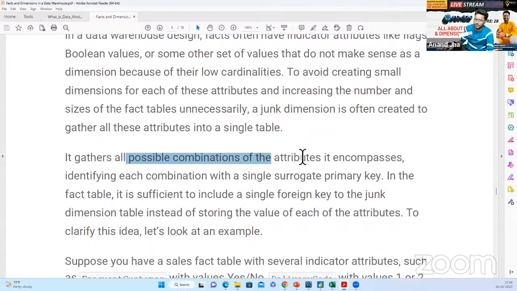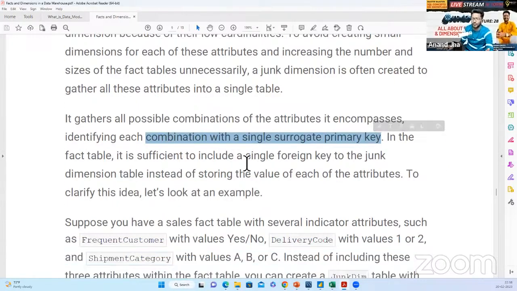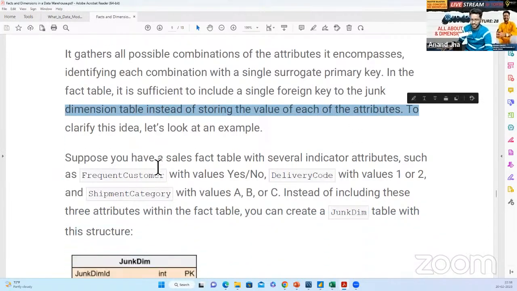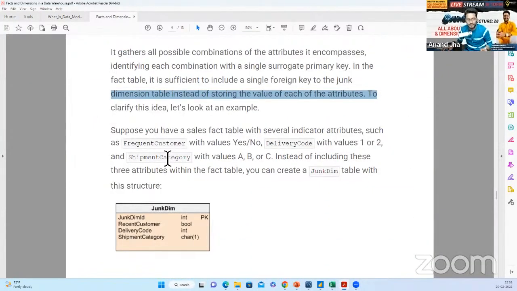It gathers all possible combinations of attributes it encompasses, identifying each combination with a single surrogate primary key. It is sufficient to include a single foreign key to the junk dimension table instead of storing the value of each of the attributes. To clarify this idea, let's look at an example, guys.